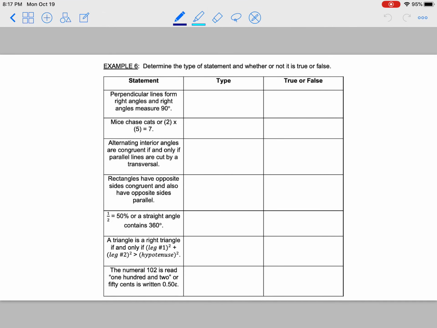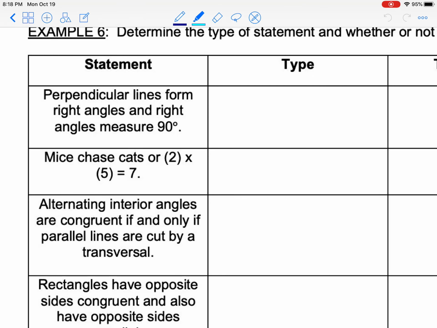So let's practice some of these for a minute. Again, look for keywords. Let's go ahead and tell what type they are, and then we'll look at the true-false part of it. The first statement here is perpendicular lines form right angles and right angles measure 90 degrees. Anytime we see the word and, we know that is a conjunction. The next one, mice chase cats, or 2 times 5 equals 7. Well, I see the word or, so that is a disjunction.